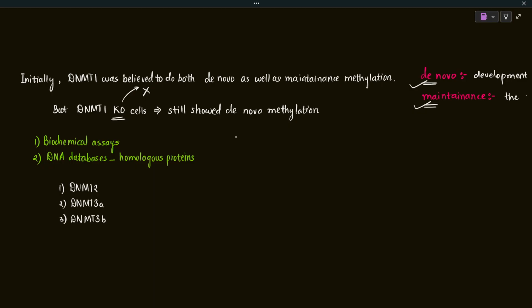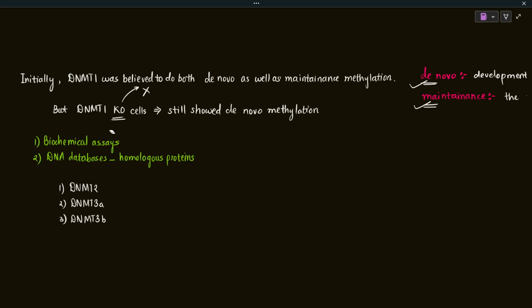Then after a few years, when the Human Genome Project continued and other discoveries were there, when the DNA databases expanded, researchers started exploring DNA databases, and they searched for homologous proteins, meaning the proteins which share sequence similarity. And when they explored the databases, they found that there are other members which belong to the DNA methyltransferase family, and those members were DNMT2, DNMT3a, DNMT3b.